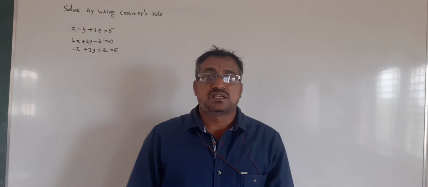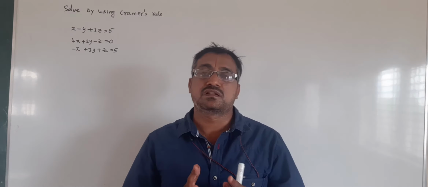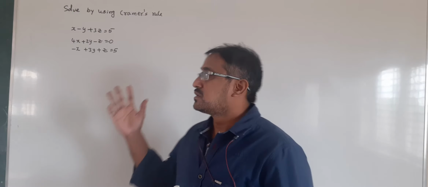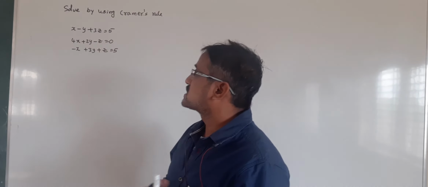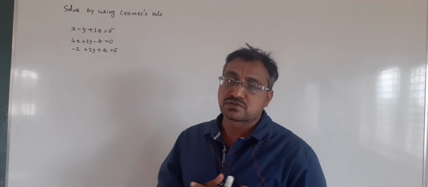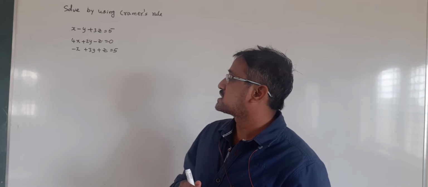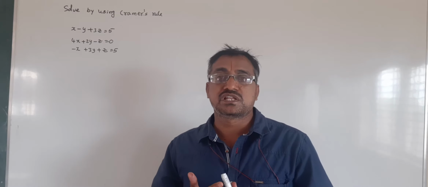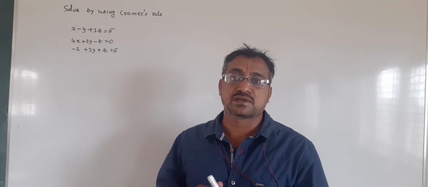Now let us see how to solve the given linear equations by using Cramer's rule. Solve by using Cramer's rule: x minus y plus 3z is equal to 5, 4x plus 2y minus z is equal to 0, minus x plus 3y plus z is equal to 5. We are going to use Cramer's rule and find the solution. They will ask you like this, okay?